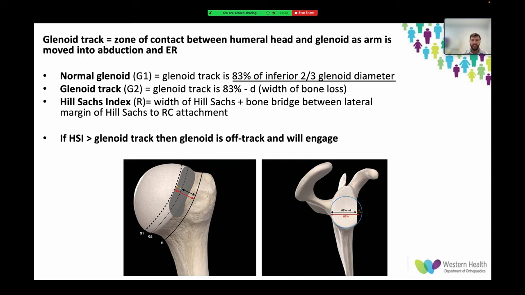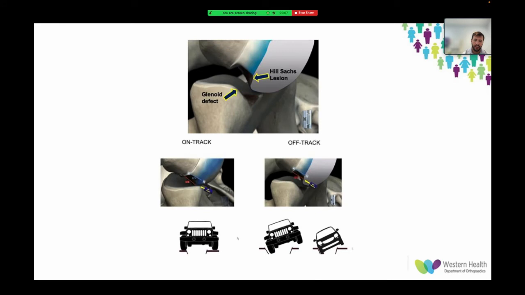The Hill-Sachs index you see on the humeral view is the width of the Hill-Sachs, and then you also add the bone bridge between the lateral margin of the Hill-Sachs and the rotator cuff attachment. So in this figure, that's the red line that you can see once they've been added together. The significance of this is that if your Hill-Sachs index is more than your glenoid track, then the glenoid track is off track and will engage. So it's not just about the width of your Hill-Sachs, it's also how far medially this comes across on your humeral head from the rotator insertion.